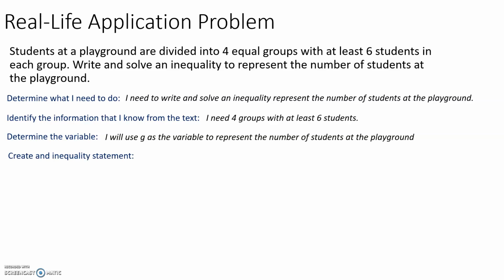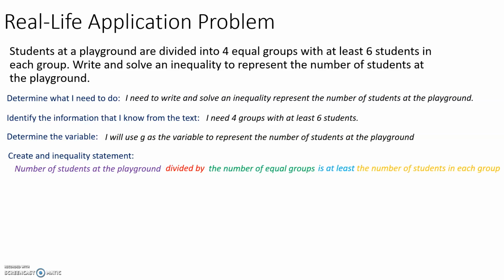All right, so now I need to create an inequality statement. The number of students at the playground divided by the number of equal groups is at least the number of students in each group, or you can say at least 6. So the number of students at the playground, that's what I'm trying to figure out, so that's going to be my variable. Oh, I did use X, so I've got to correct that. X is my variable, divided by the number of equal groups, which is 4, is at least the number of students in each group, so 6.